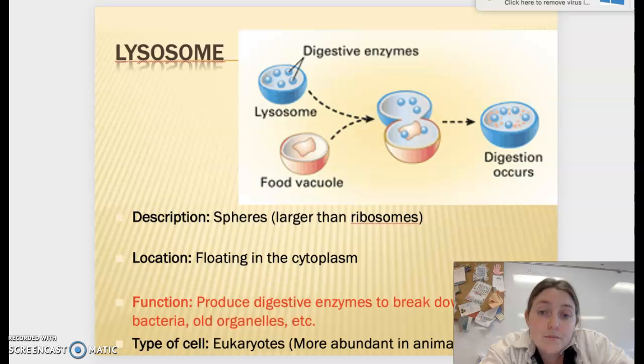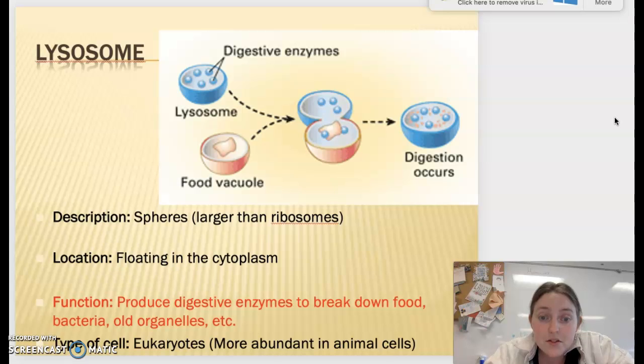A lysosome is a sphere, rather larger than a ribosome, found floating in the cytoplasm. It functions to produce enzymes, which if you remember are proteins, that in this case are specifically used to break down food, bacteria, waste material, broken things, old pieces. They're kind of like the stomach of the cell. They digest everything, so they're like the garbage cleaners and the janitors of the cell. This is strictly eukaryotic and, surprisingly enough, more heavily in animals than plants.